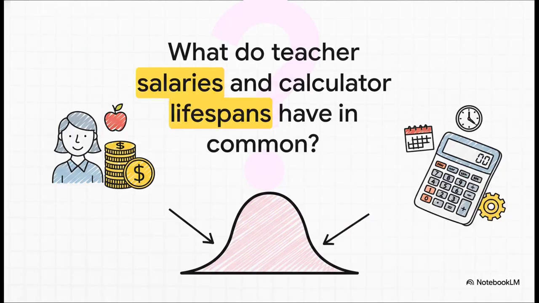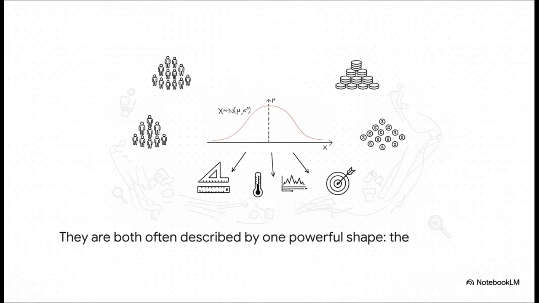To get us started, I've got a little riddle for you. What on earth could possibly connect the salary of a teacher, measured in dollars, with how long a calculator is expected to last, measured in months? I mean, they seem totally random, completely unrelated. But they're not. They actually share a really powerful secret. And the answer is this shape, this really elegant, simple curve.